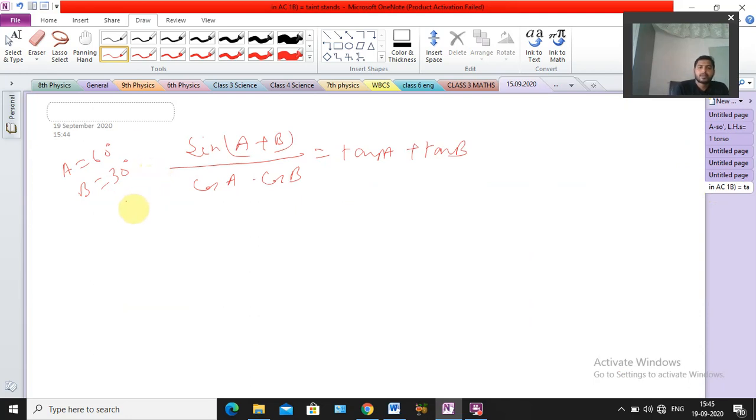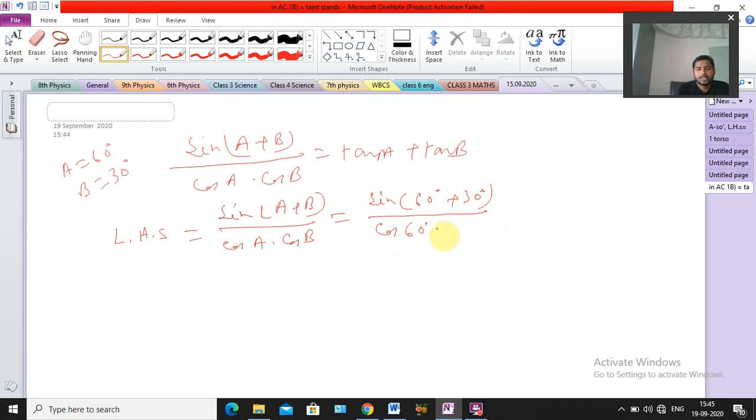So this one, LHS. Put the value in LHS. LHS equal to sin(A+B) by cos A into cos B. So put the values of A and B: 60 degree plus 30 degree. And the denominator will be cos A into cos B, meaning cos 60 degree into cos 30 degree. Understood or not? Up to this one clear?